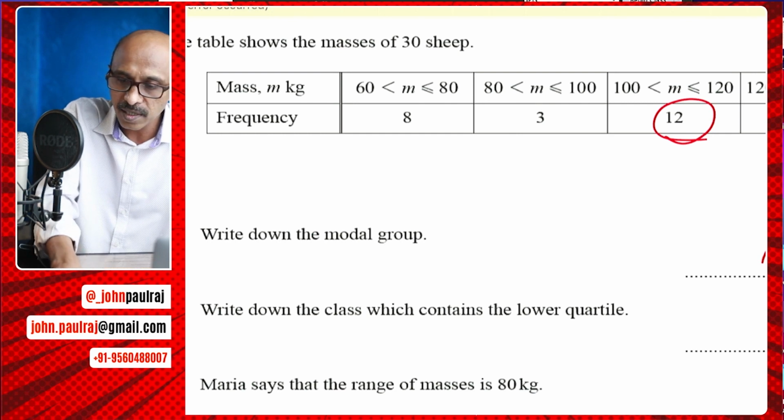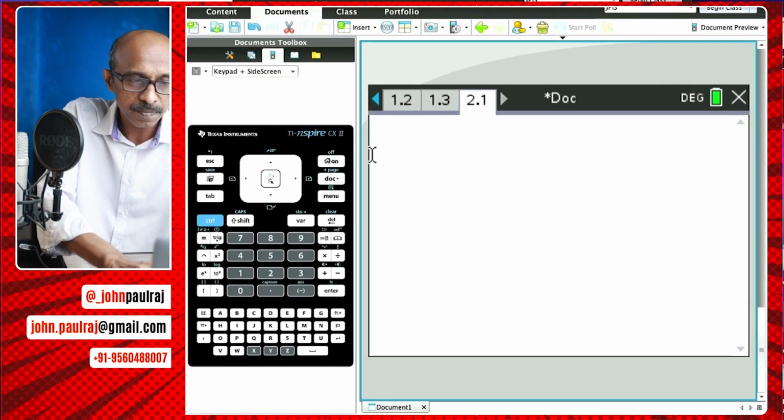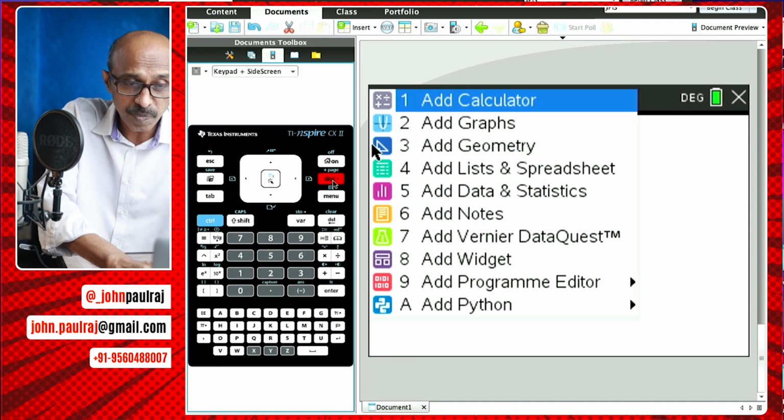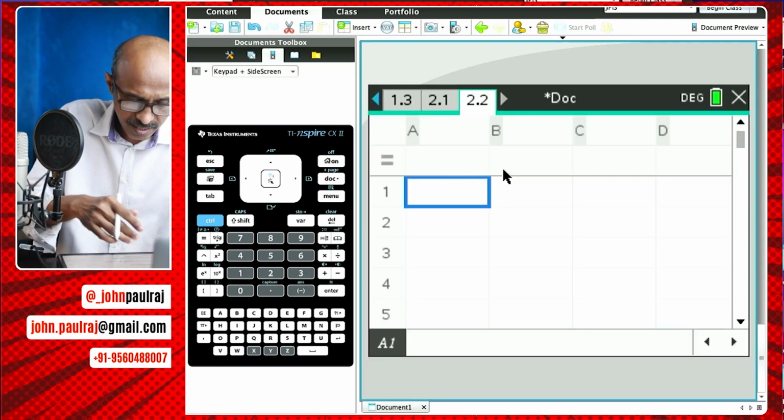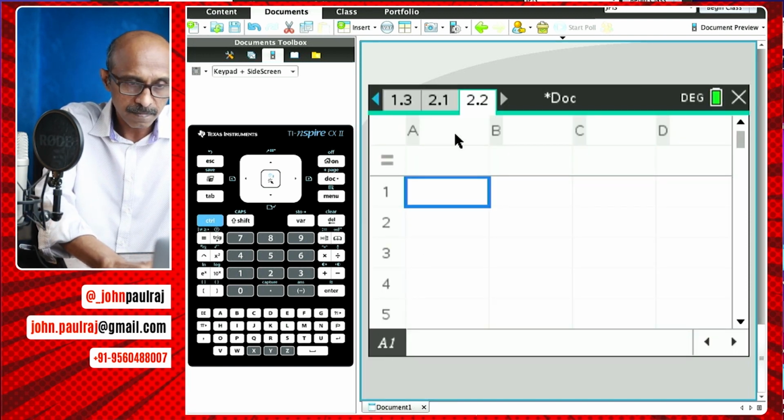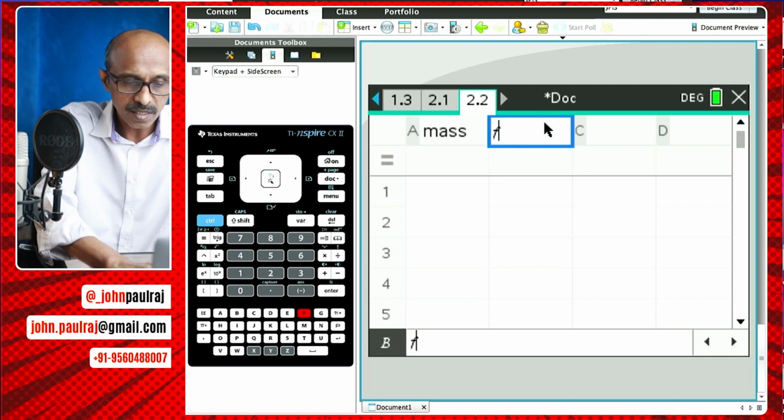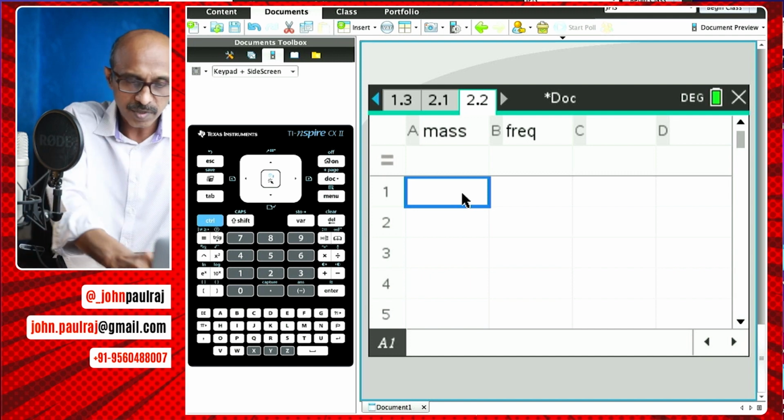And so I need to share my laptop. There we go. Add a list and spreadsheet page. Okay. And in this case, it is mass. So I'm just going to enter mass, MASS, and frequency, FREQ. And in this case, we are going to enter the midpoint. All right. So let me just do that.